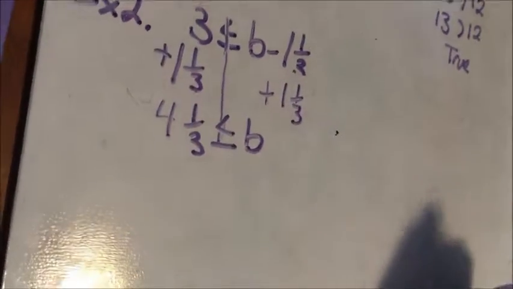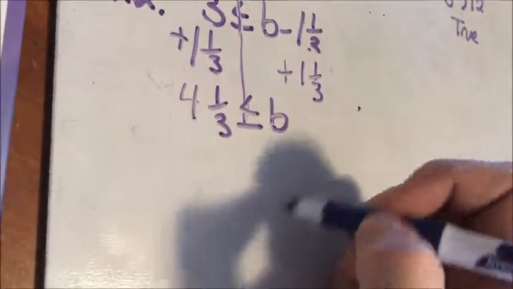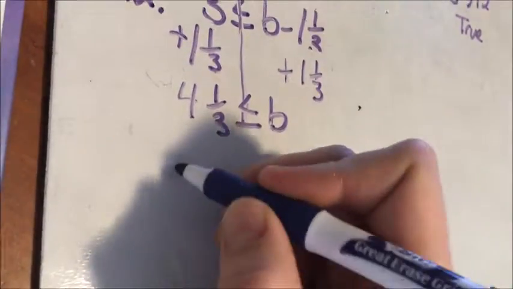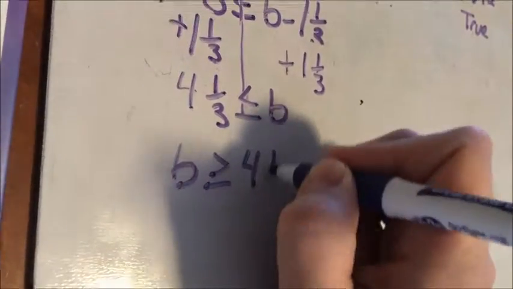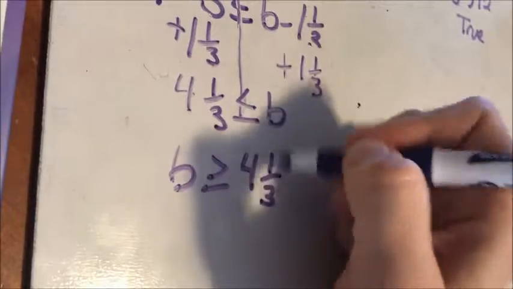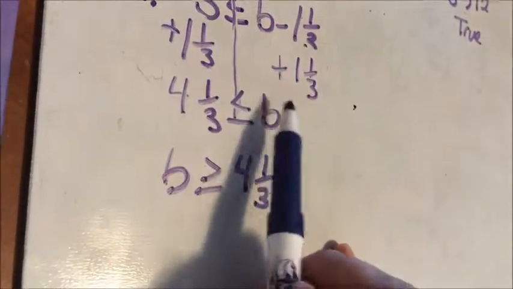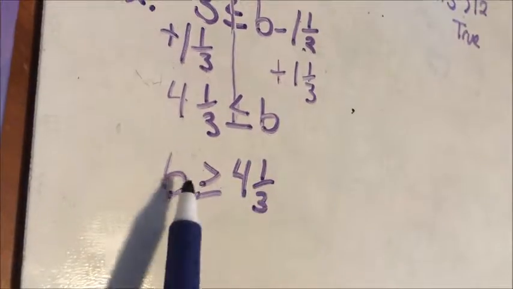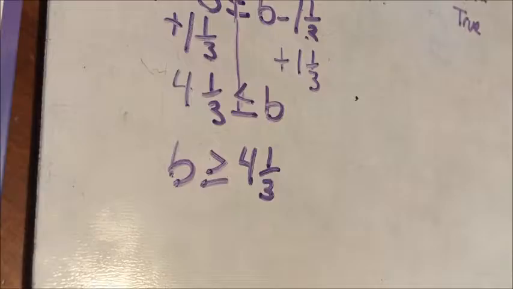Okay. Now, if it wanted us to graph this on a number line, remember I told you your letter always goes on the left, so I would need to rewrite it. So it's b greater than or equal to 4 1/3. These two inequalities are exactly the same thing. You want the bigger side of the inequality eating the b, so it is here. It's just easier to graph if the variable is on the left.